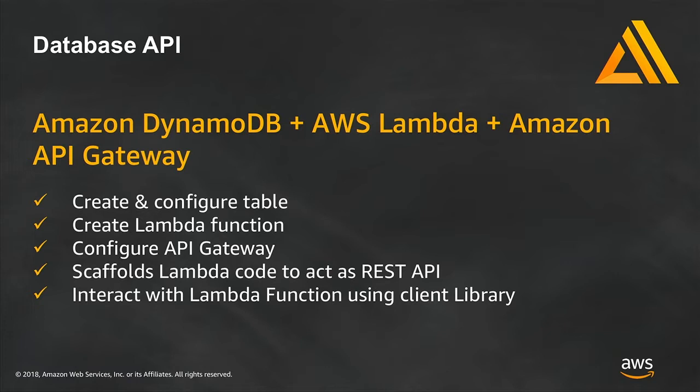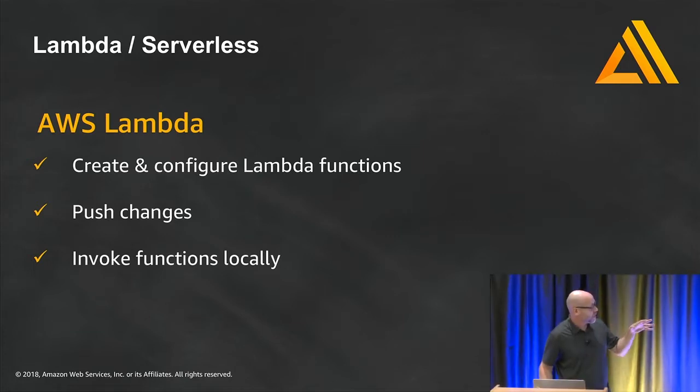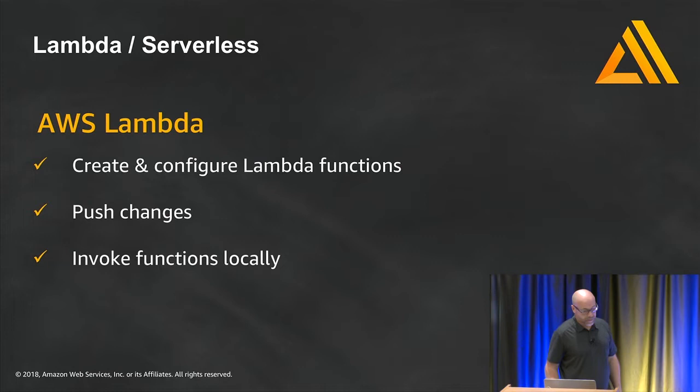All best practices, secure and scalable. So you just go and make the API calls and you're done. And again, Lambda Services create and configure. I think I already talked about that. But same thing, so you can invoke up and then push changes, and then you can configure Lambda functions.